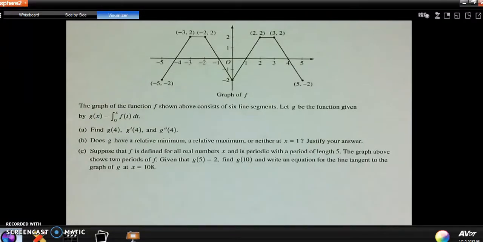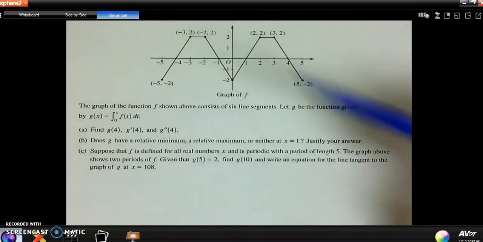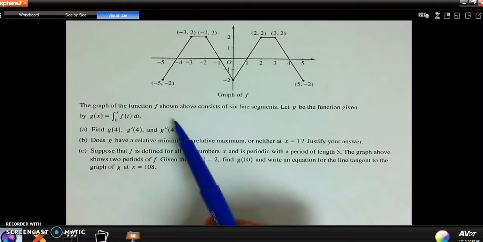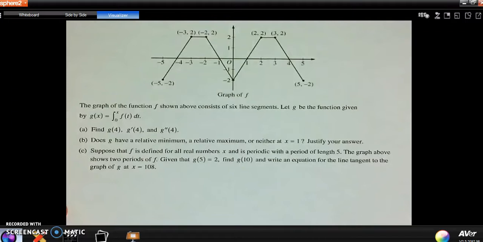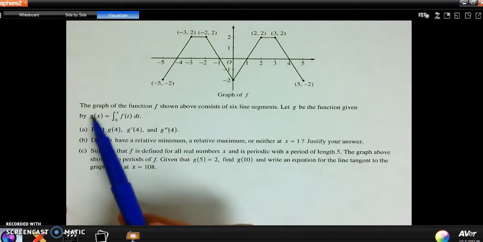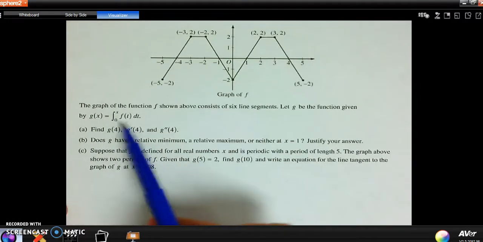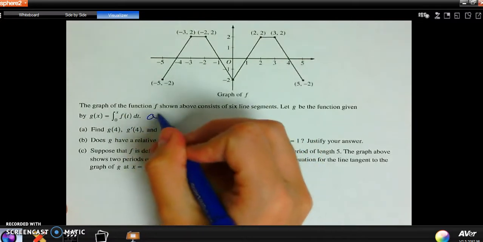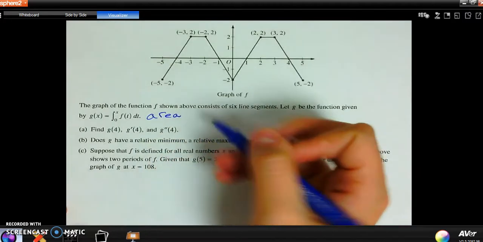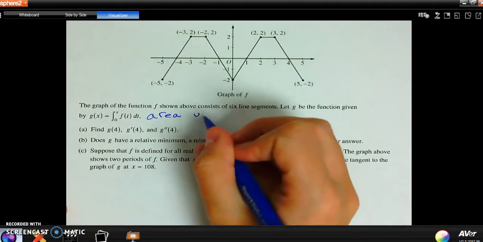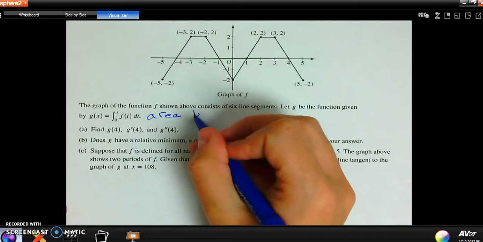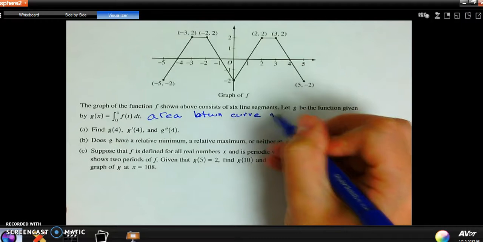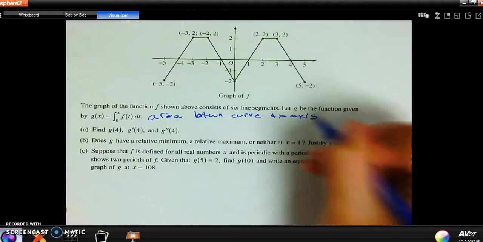Okay, so the unit 4, number 14 from the free response, it gives you this graph, and it's kind of a trapezoid that repeats itself here. So the graph of the function is made up of these 6 line segments, and they're telling us that g of x is the integral from 0 to x of f of t dt. So right here I make myself a note that that is the area under the curve, or between the curve and the x-axis, okay? So between the curve and x-axis, so I make myself that note.